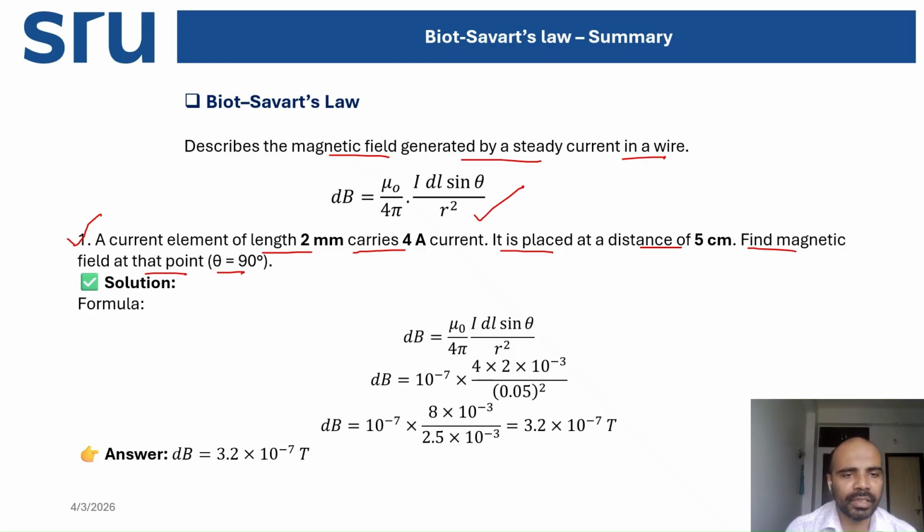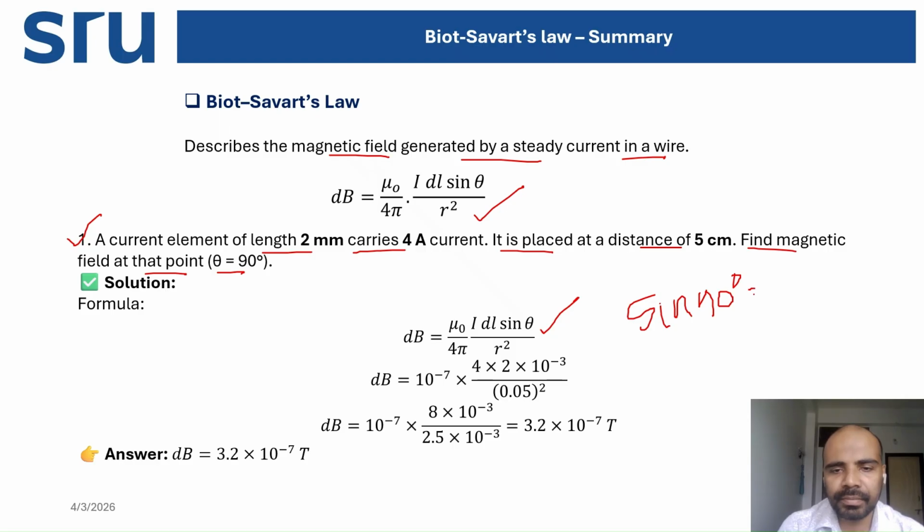Theta is equal to 90 degree. So we know the mathematical representation of Biot-Savart law, that is dB equal to mu naught by 4 pi I dl sin theta by r square. Theta is given, theta is 90 degrees. So sin 90 degree equal to 1.